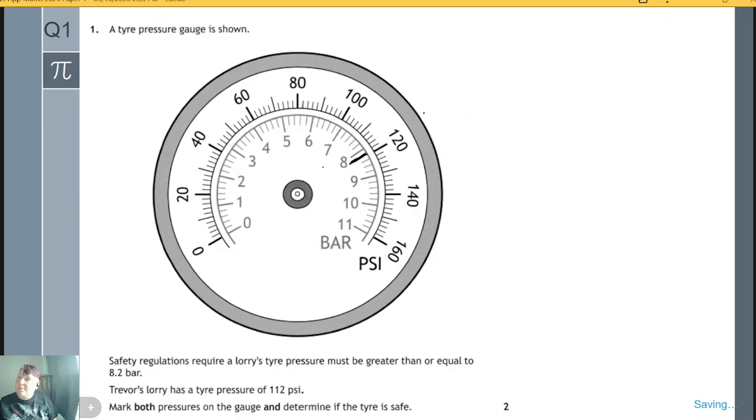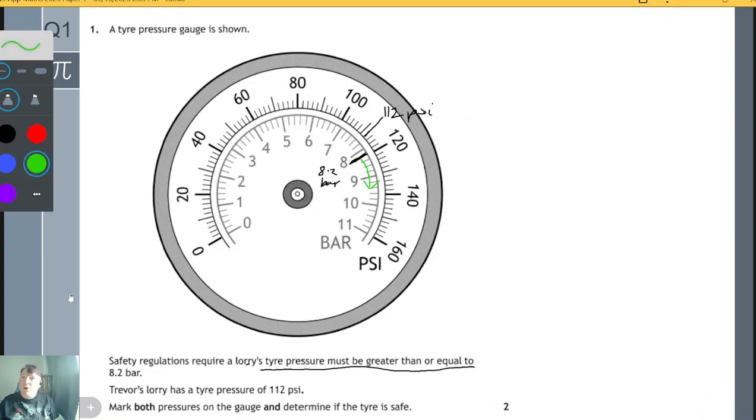Right, so this is our 8.2 bar. And our 112 psi, 110, 112, 112 psi. Okay. Now, we're told that the pressure must be greater than or equal to 8.2 bar. So if it was greater than, we'd be looking at it coming this way. It's not. So we do not have a safe tyre.